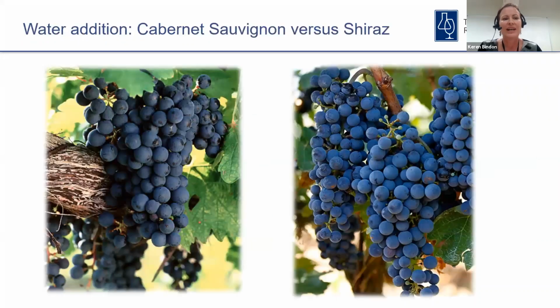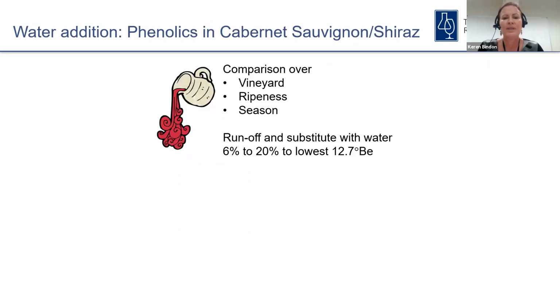So moving on to actually look at the water addition trials, Cabernet Sauvignon versus Shiraz, we first want to ask the question, do different varieties respond differently to water addition? For the first part of the study, we were only looking at the replacement technique, so running off and then replacing with water. I've drawn together a number of different studies, looking at different vineyards and different seasons, and also different ripeness levels of the grapes.